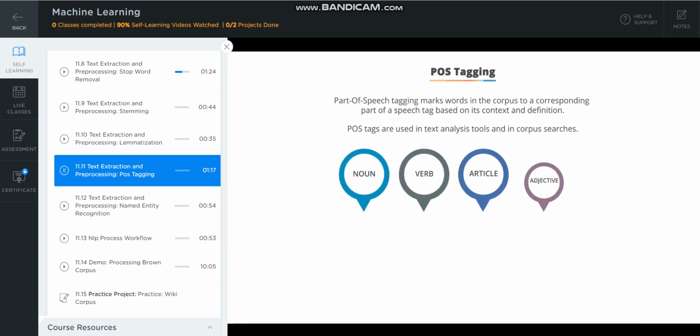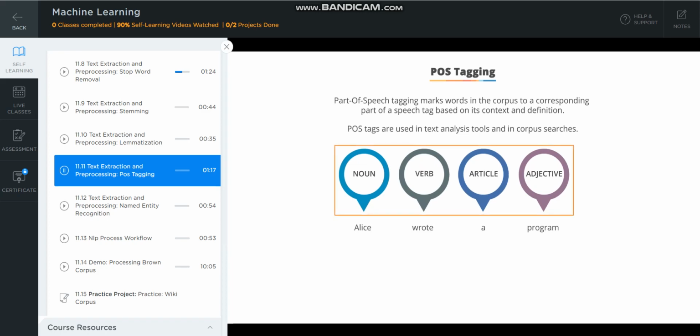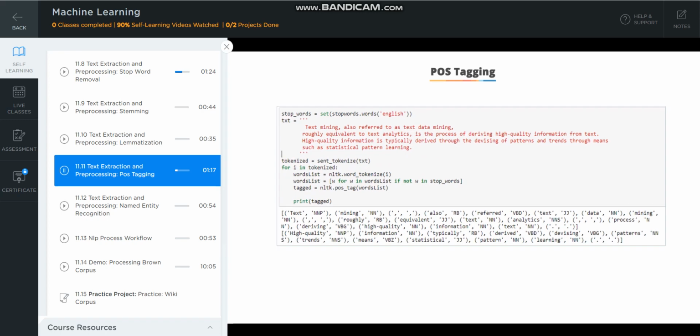So look at the given example. Here, "Alice wrote a program" is the source text given. The POS tags given are: Alice is a noun, wrote is a verb, a is an article, and program is an adjective. Look at the given example to understand how POS tags are defined.